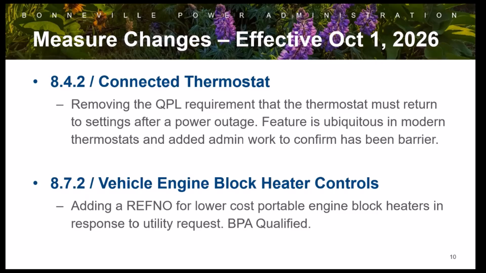The next change is for 8.7.2 vehicle engine block heater controls. There had been a requirement that they were hardwired, but after some conversations with utilities and at the request of some utilities, we are adding a REFNO under this measure that allows for a lower cost portable engine block heater. This went through the BPA qualified process, and this will allow for a non-hardwired version of these engine block heater controls at a slightly lower incentive rate, but I'll get to the details on that when we get to payments.